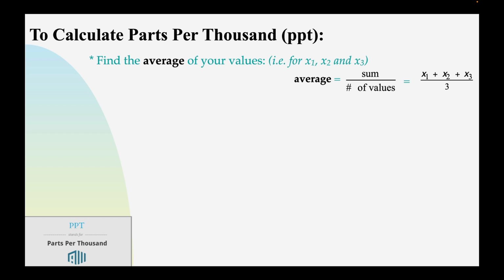And to find the average of these values, you'd add them up or take the sum of them and then divide by the number of values you have. So in this case, you'd add up X1 plus X2 plus X3 and divide all of it by 3.